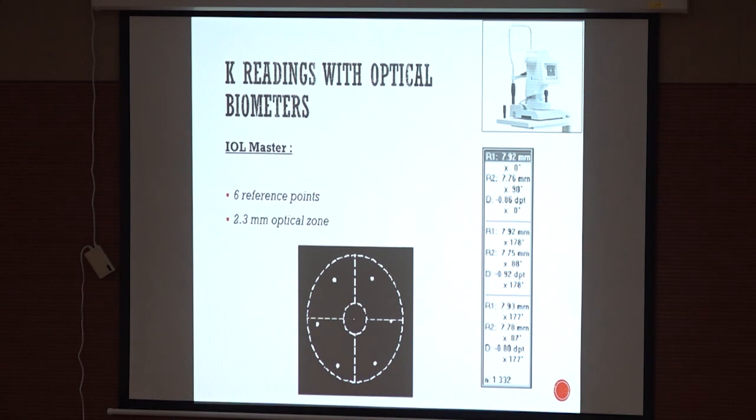However, for all practical purposes, since most of the places now have optical biometers, the keratometry readings can be taken with optical biometers in the form of 6 reference points, as we can see in IOL Master, where the readings are taken through 6 reference points in an optical zone of 2.3 millimeter. Here we get 3 keratometry readings, and if there is a cross mark in front of any of the readings, we need to repeat the reading. It just indicates that the fixation was probably not good while we were taking the keratometry readings.